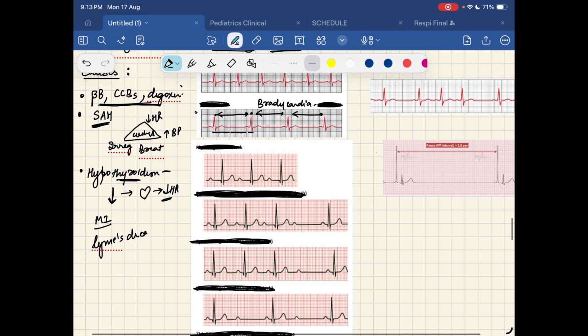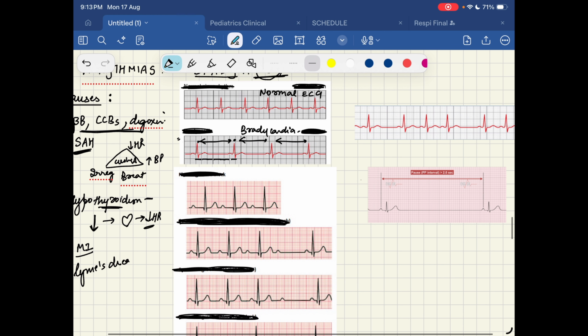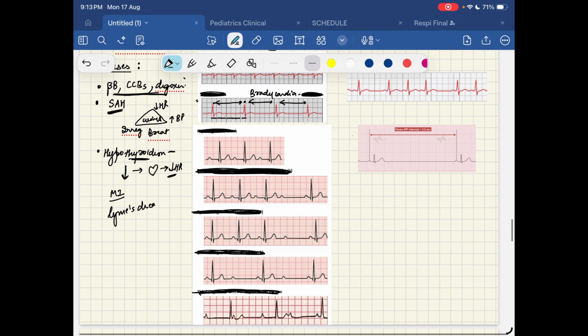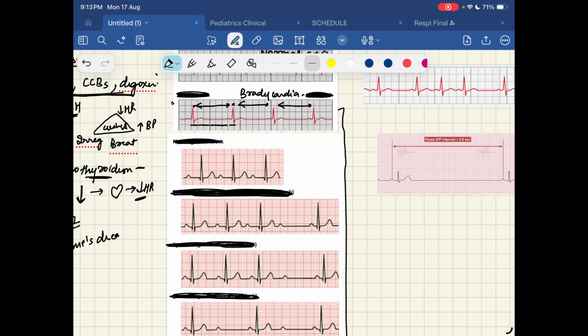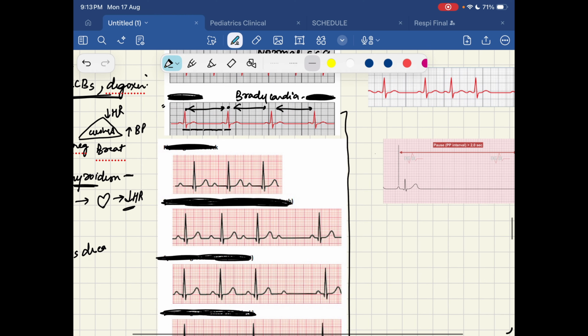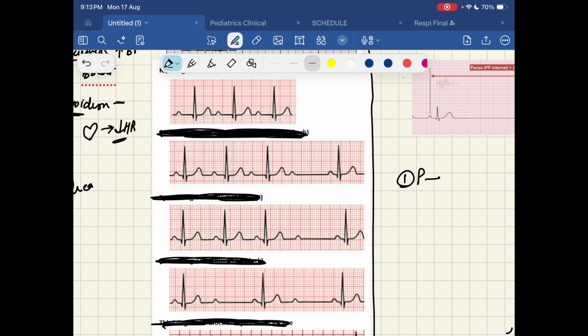Let's take a look at the different types of ECGs that we can encounter in a patient who has a heart rate less than 50. One ECG that I have shown you is the normal one, and the other we saw is of bradycardia. Every ECG that is shown here is of bradycardia. We just need to differentiate what different kinds of ECGs can present. If you take a look, this one is the P wave, this one is the QRS complex, and here as well we can see P wave, QRS, P wave, QRS, P wave, QRS. So every P wave is followed by a QRS. You just need to see this first of all.